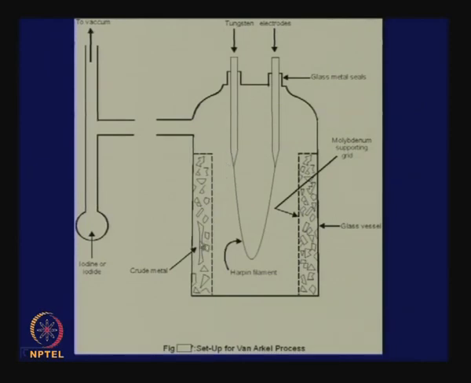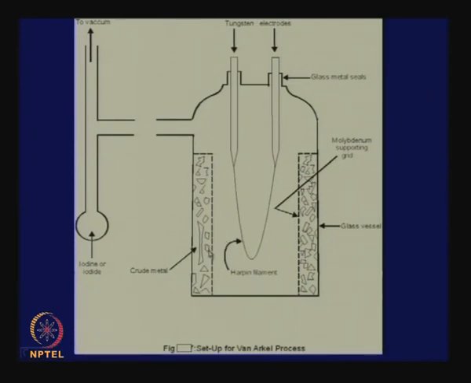What happens is that the crude metal is kept along the periphery in a cage. We have a molybdenum supporting grid, meaning there is a cage all around, but there are perforations. So, the gases can come and go. Now, in this case we have seen the temperature required for forming tungsten iodide. I have not given the temperature, but I will give it a little later. It forms at a lower temperature.